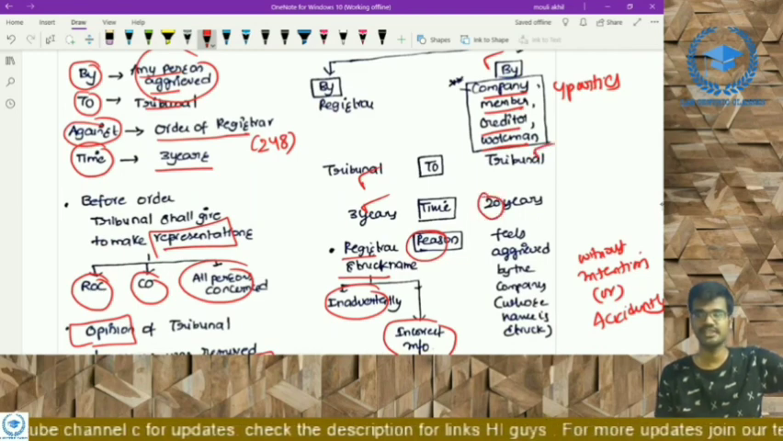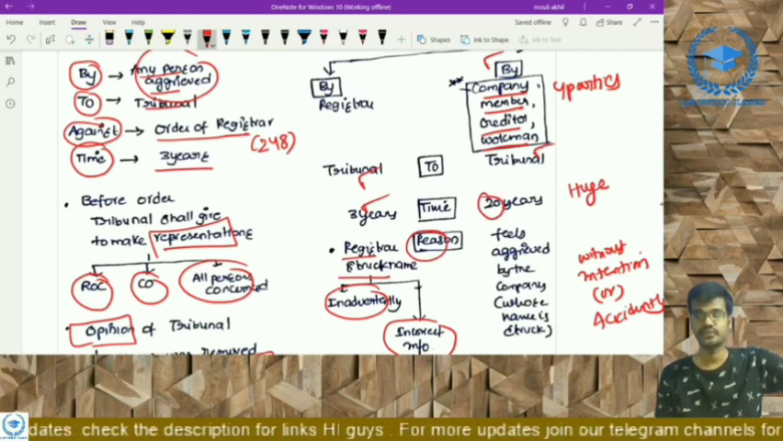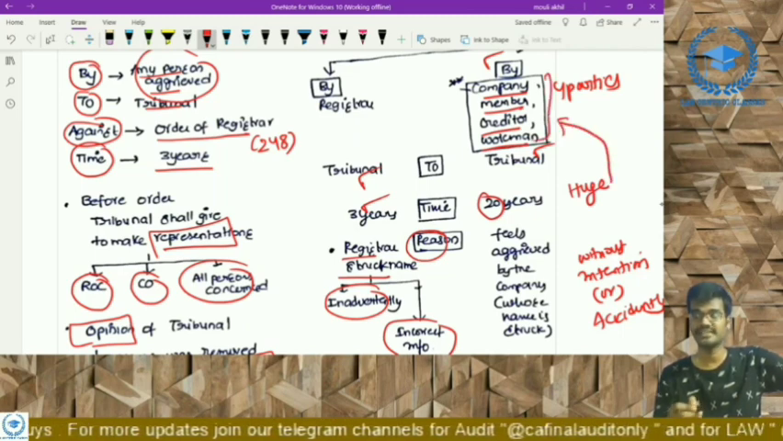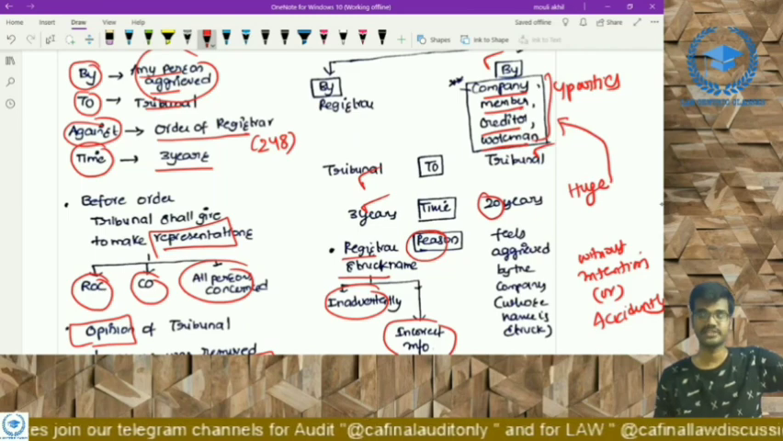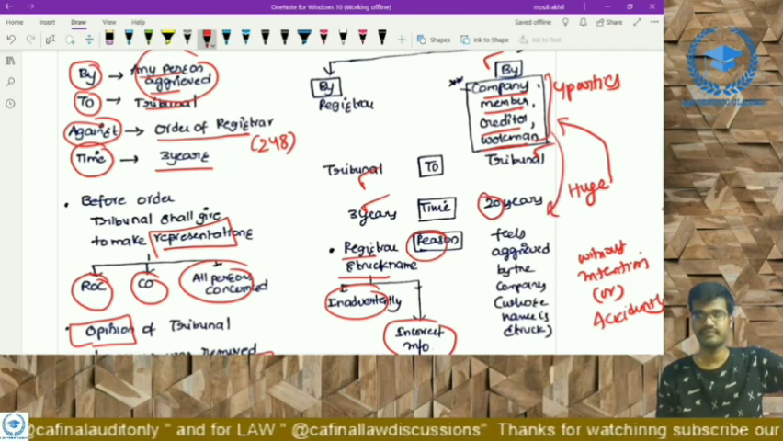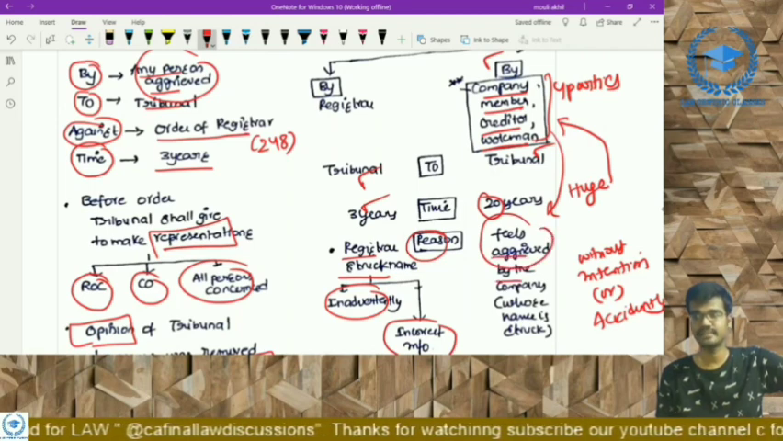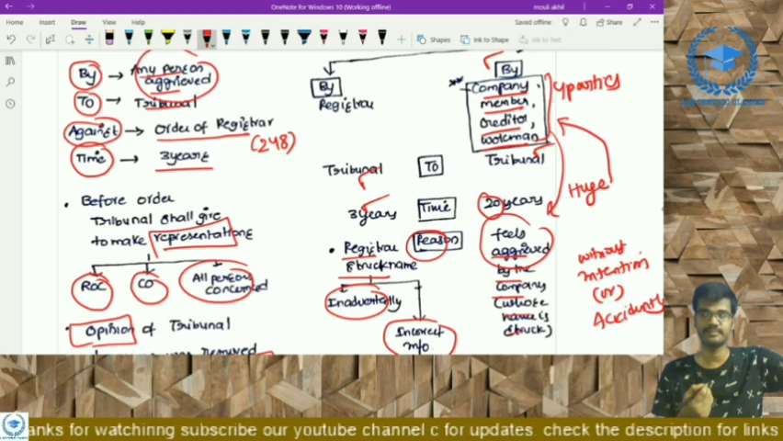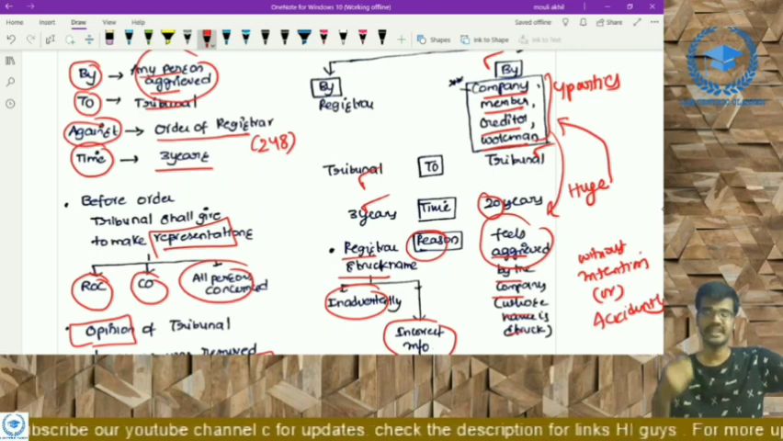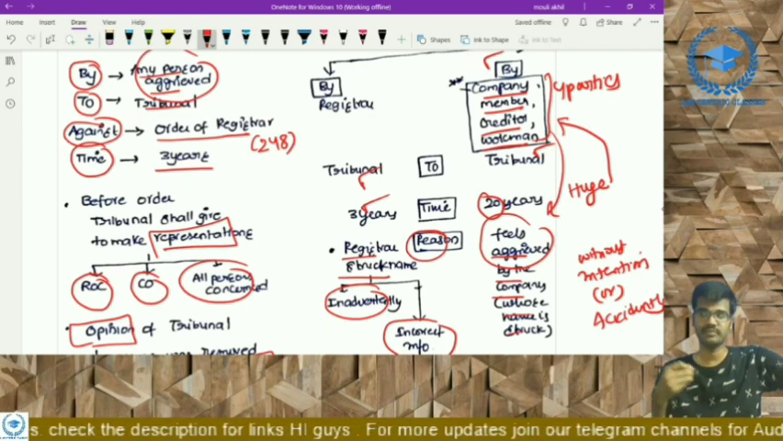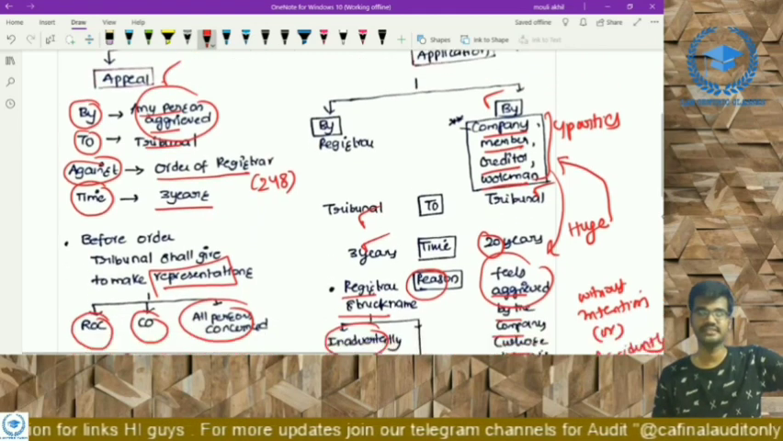20 years. The time period is huge here, only in this case 20 years, and only in the case of these 4 parties. And it is also not an appeal, it is an application to the tribunal. The reason: these 4 parties feel aggrieved by the company whose name was struck off. Then they can go for an application to the tribunal within 20 years from the date of the order of removal of the company, right? Here the 20 years applies.